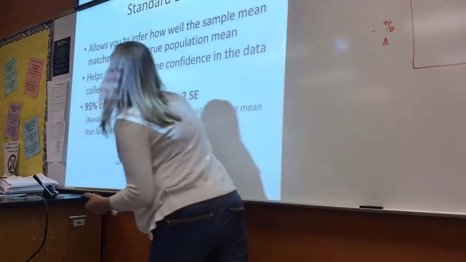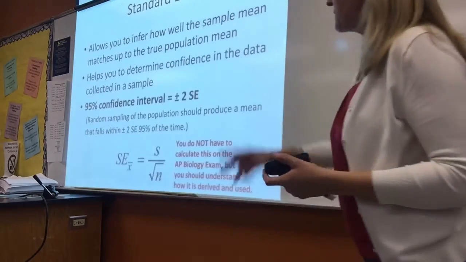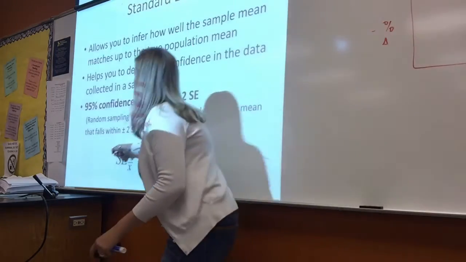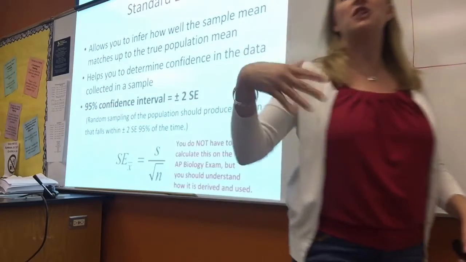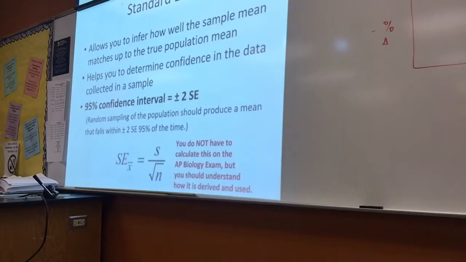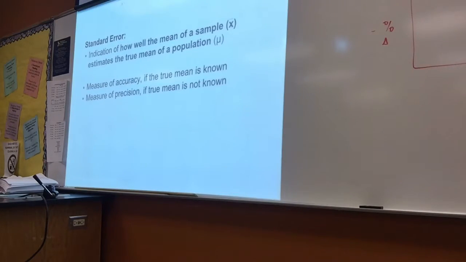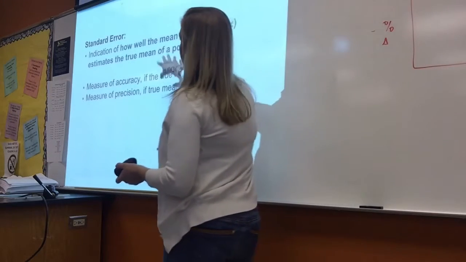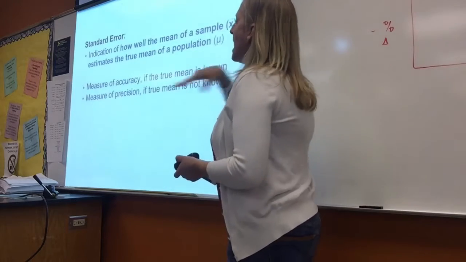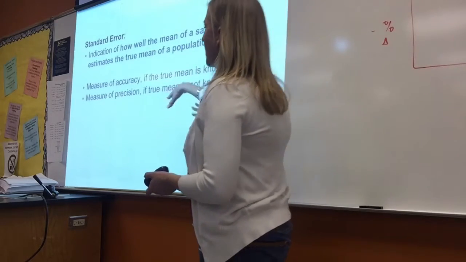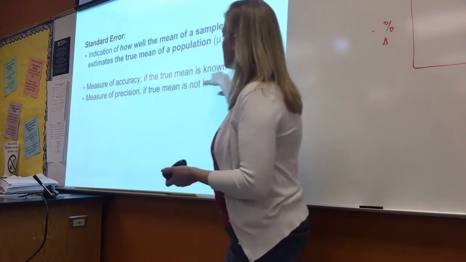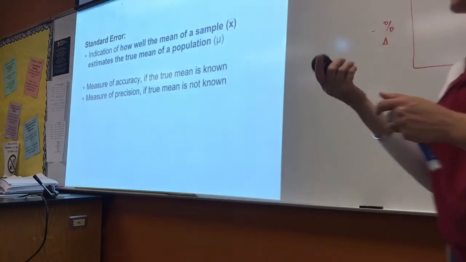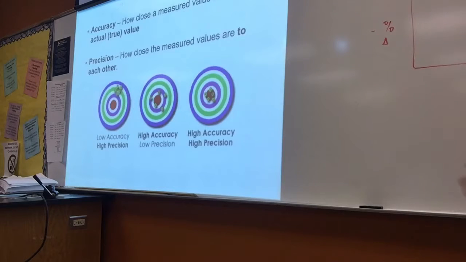So what does this mean? Let's go through an example to give you an idea. Again, you don't have to calculate this on the AP Bio exam. They do give you this equation, but we have to understand what it means. Standard error is how well the mean of a sample estimates the true mean of a population. Two things we're looking at here: a measure of accuracy if you know the true mean, and a measure of precision if the true mean of the whole population is not known.